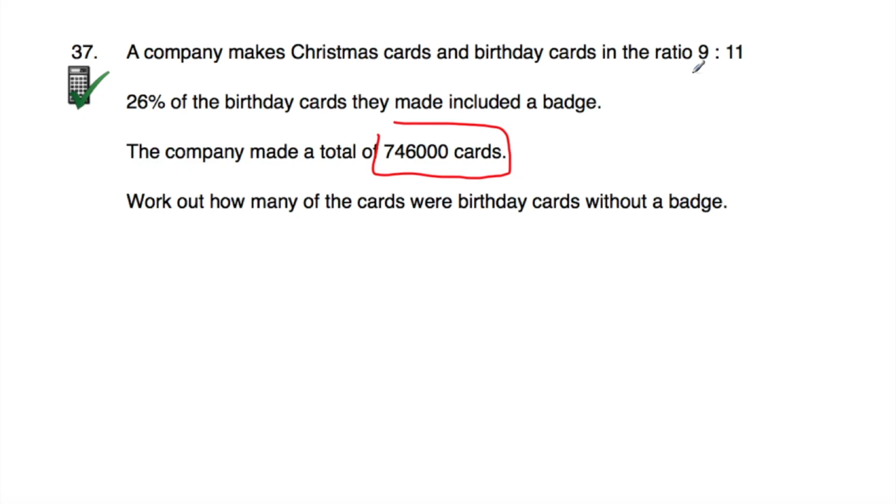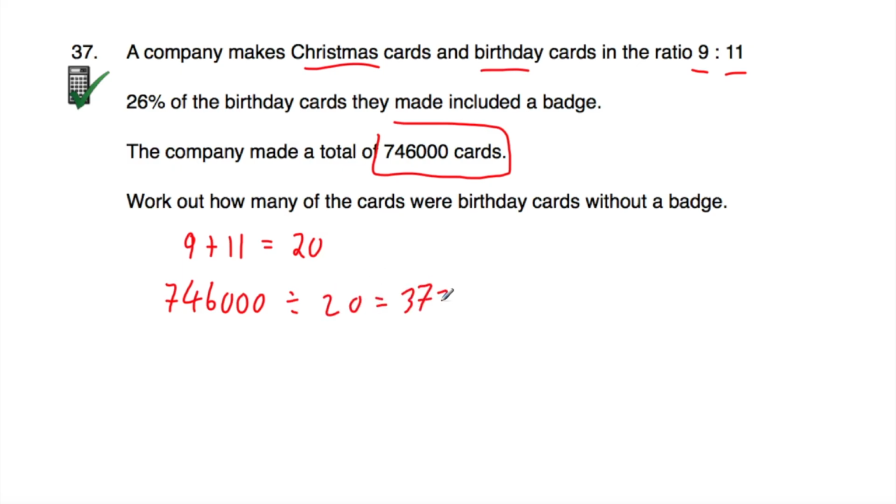Now we know that the ratio of Christmas cards to birthday cards is 9:11. So we want to work out how many birthday cards there are. So we want to work out the 11 parts in this ratio. To do that, let's add together the numbers in the ratio. 9 plus 11 is equal to 20. So there's 20 parts altogether. Now let's divide the total by 20. 746,000 divided by 20 is equal to 37,300. So that's how many birthday cards are in one part.